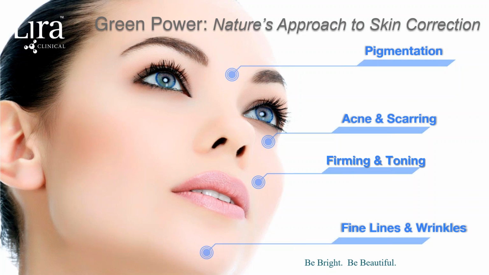One of the primary things that we have the ability to do is address pigmentation, that is going to be superficially on the stratum corneum. Our green power can also address acne and scarring, so when we are looking at our active acne as well as chronic scarring with active acne, we still also have the ability to use green power. We can also help to firm and tone and also address and refine fine line and wrinkle appearance.